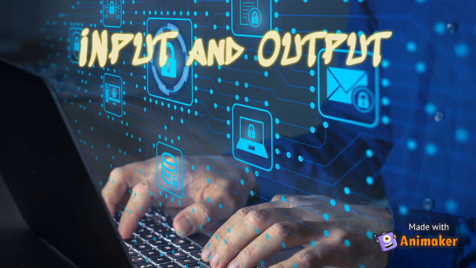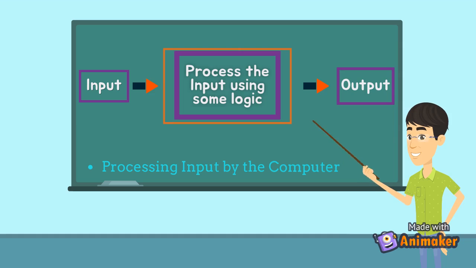Today we are going to learn input and output in Python. So let's begin. The purpose of a computer is to process data and return results. It means that first of all we should provide data to the computer. The data given to the computer is called input. The results returned by the computer are called output.